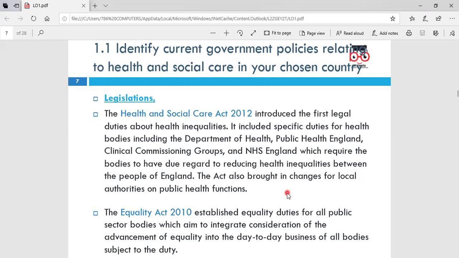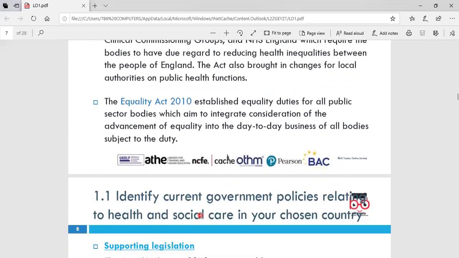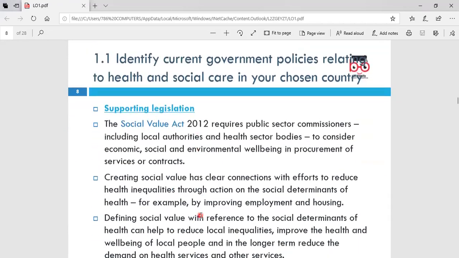reducing these inequalities. The Equality Act 2010, as the name suggests, established equality duties for all public sector bodies, which aims to integrate consideration of the advancement of equality into the day-to-day business of all bodies subject to the duty. So we are again talking about involvement and advancement of equality, and about government policies. So you have two main legislations that we've talked about.